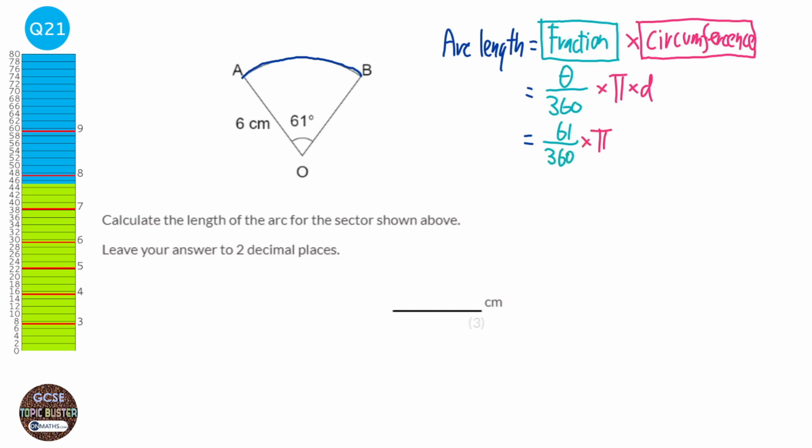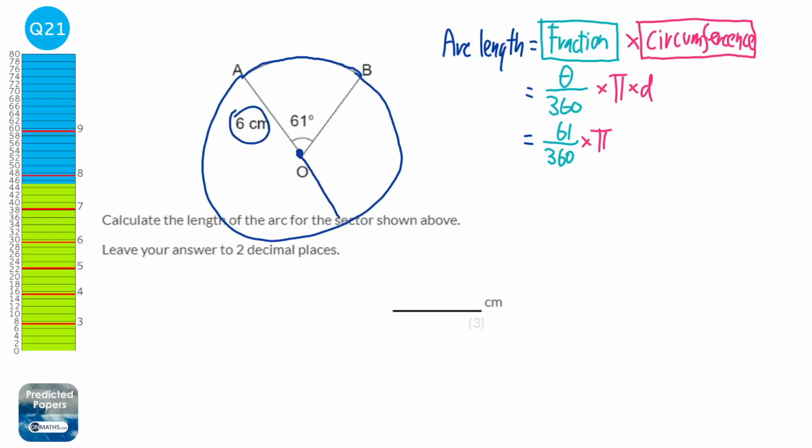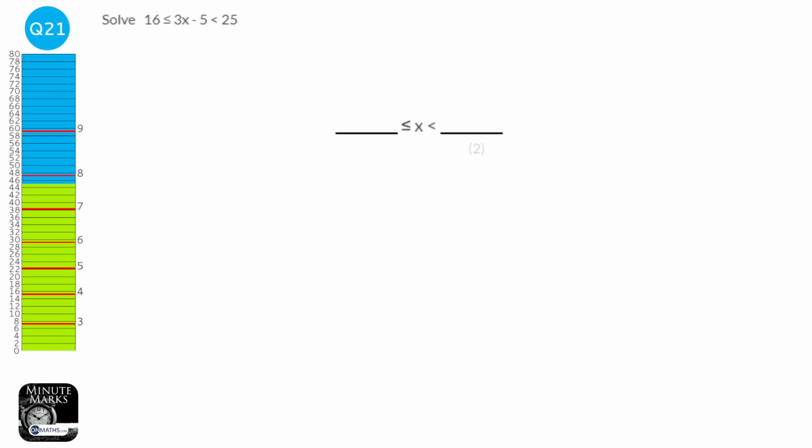Now the diameter, if you imagine that the circle is all the way around, so it's a full circle, you can see the 6 centimeters here is the radius. So if we carry that on, there'll be another 6 centimeters here, so the diameter will be 12. Just 2 lots of the radius. Type that into a calculator and we get 6.387, and so on. It wants it to 2 decimal places, so when we round that it comes to 6.39. So I'm just going to write this out again, just so we've got a bit more space.